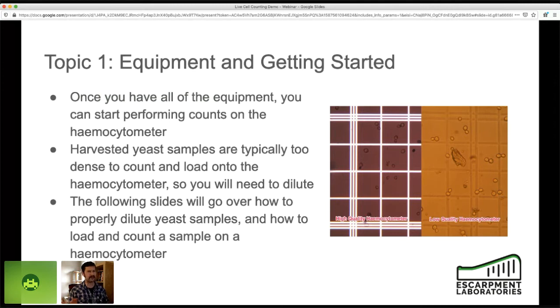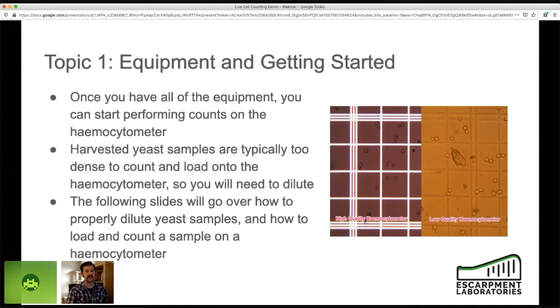They'll usually cost you maybe $15 to $25. On the slide here, we have a comparison of what those look like. On the left is a high quality hemocytometer, which I think is one of the ones in our lab, which cost us $125. I think they might be even more expensive.